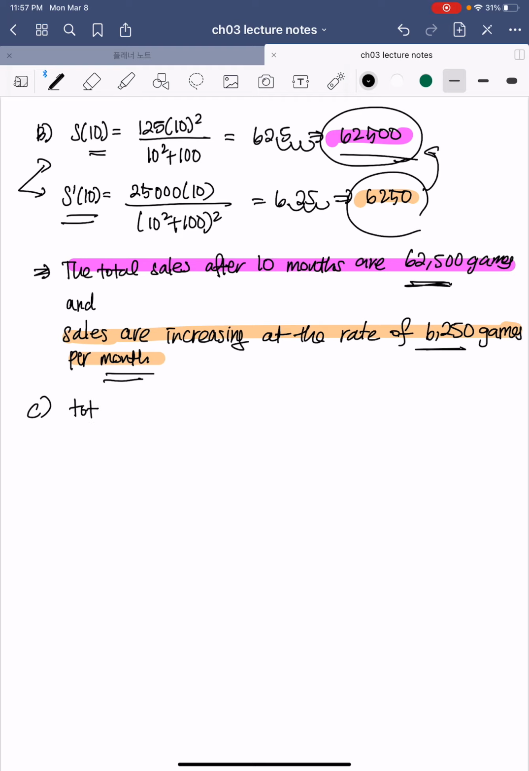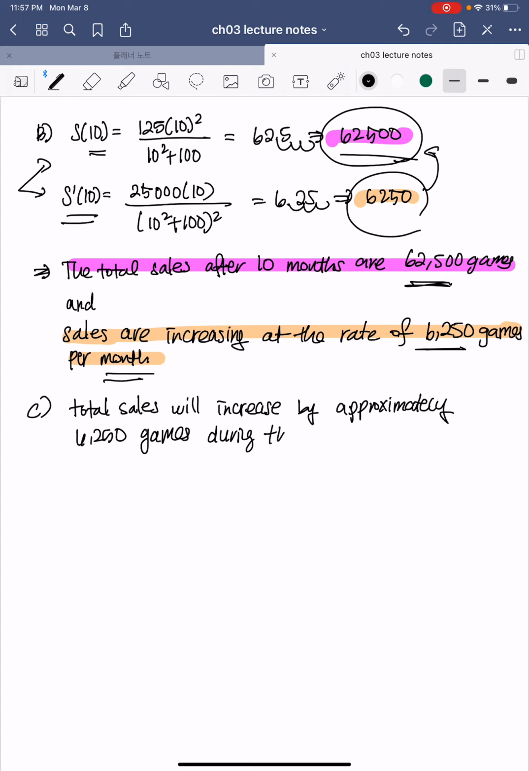So total sales will increase by approximately 6,250 games during the next month. So we have this 10 months game plus the per month rate. So total, 68,750 games.